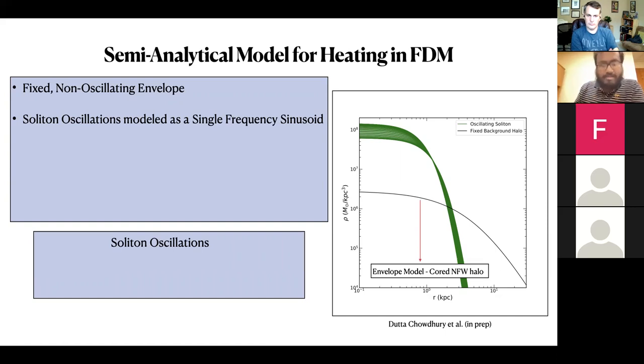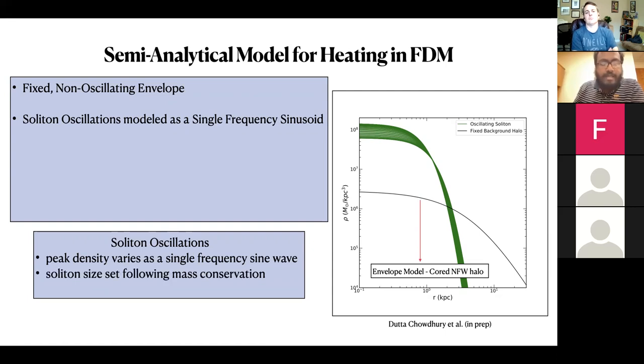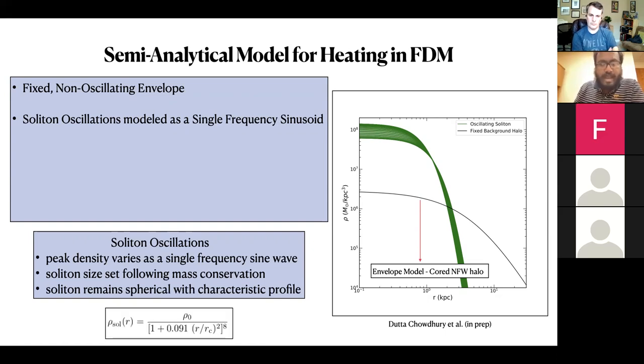If you remember, when I was talking about the soliton oscillations, I showed you the plot. There was a very characteristic frequency, and at first order we can say, okay, let's model them as a single-frequency sinusoidal oscillation. So that is what we do. The peak density varies with the sine wave, and then we set the soliton size following mass conservation. We also assume that the soliton remains spherical with its characteristic profile.